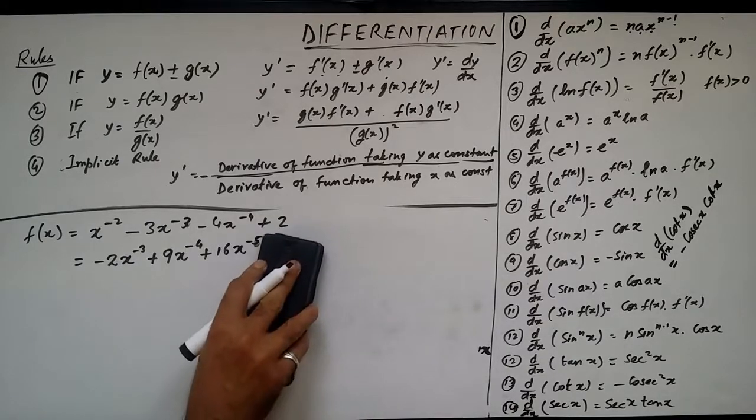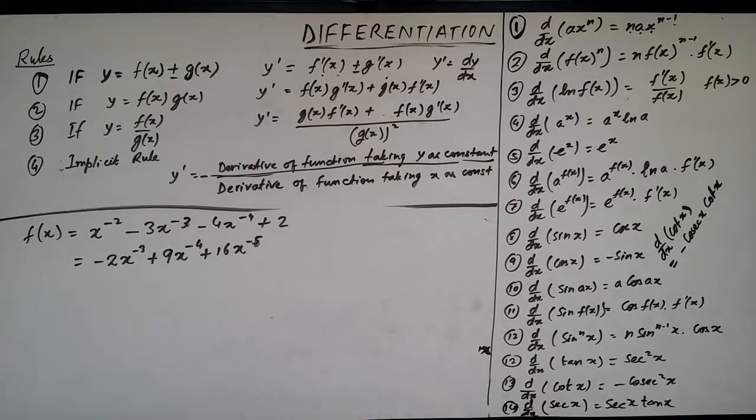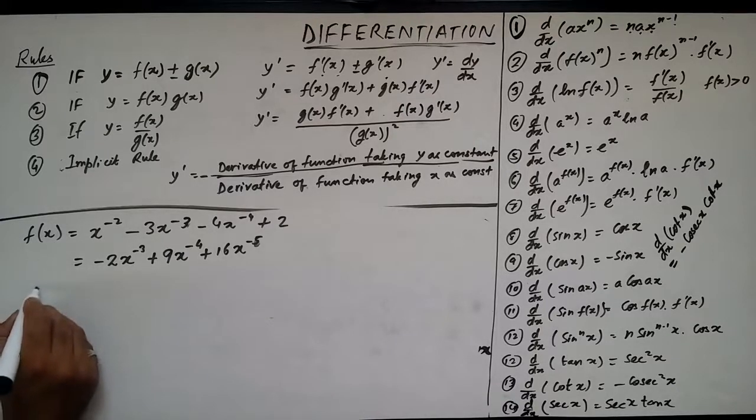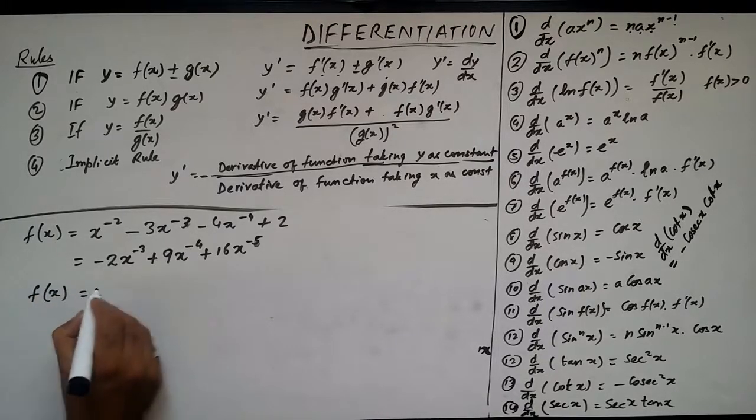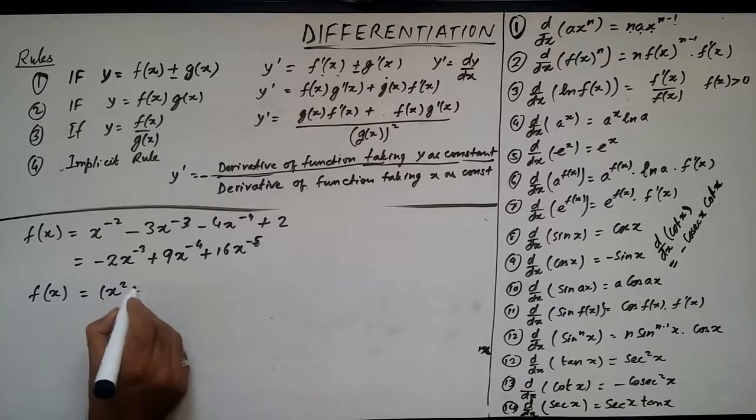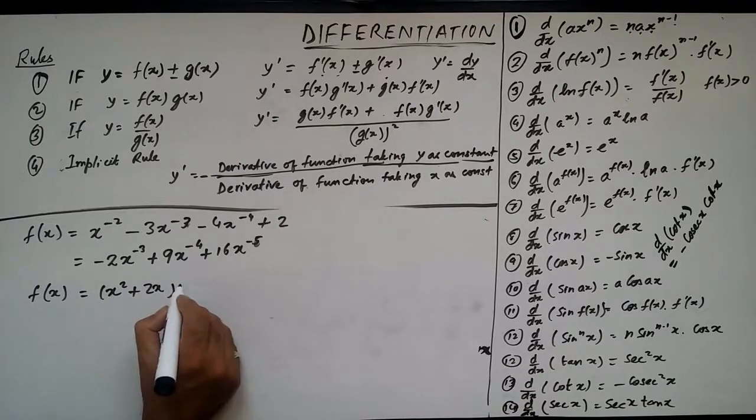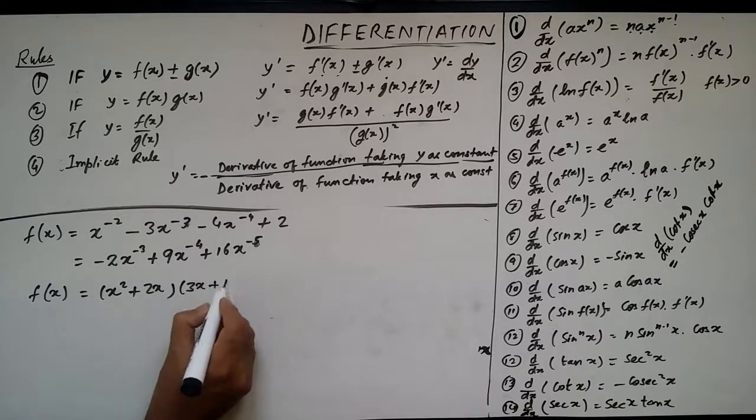So we can just remove the 0. So the final answer will be this one. So let's see another one. f(x) is equal to (x squared plus 2x) into (3x plus 1).